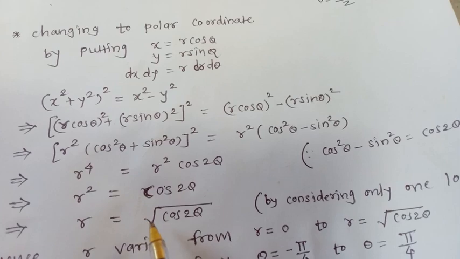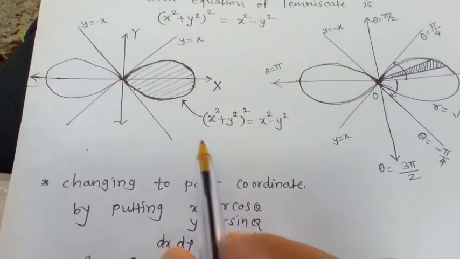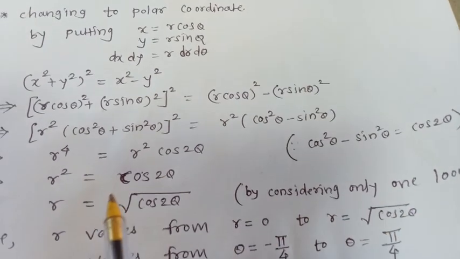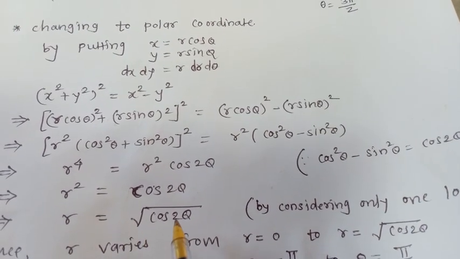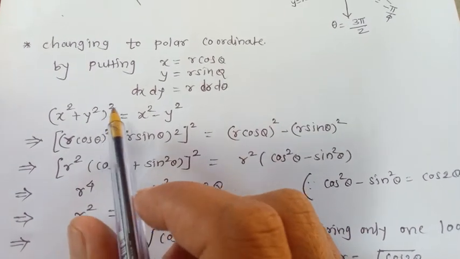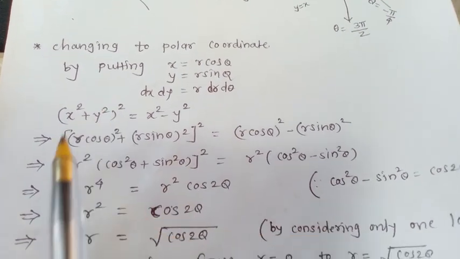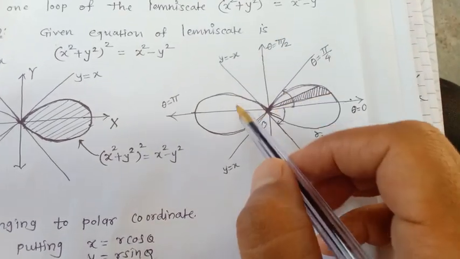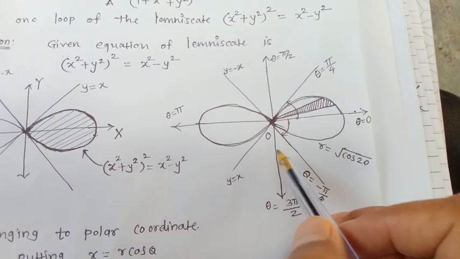We are taking only the positive square root because we are considering only one loop, and that we have mentioned here by considering only one loop. Therefore r equals square root of cos 2 theta is the equation of Lemniscate in polar coordinates, that is r and theta. Now we are going to consider the next figure which is in the polar system.